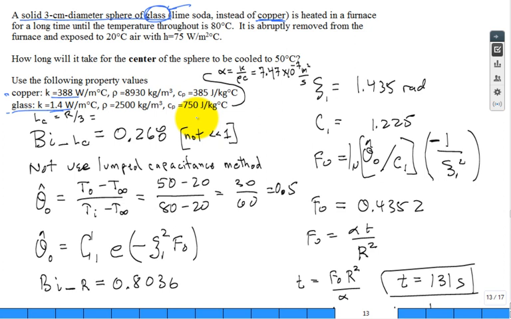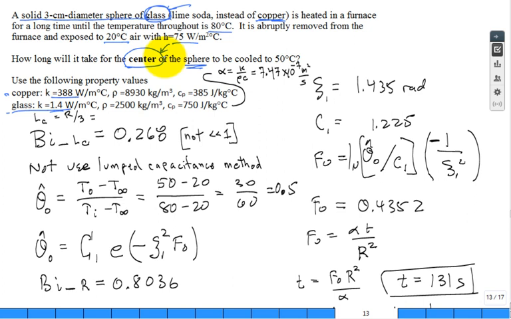So it's heated in a furnace for a long time until it's 80 degrees C. Deja vu, same problem. Comes out, exposed to air. Same T infinity, same h. How long will it take for the center of the sphere to be cooled to 50 degrees C? Now the center is important.